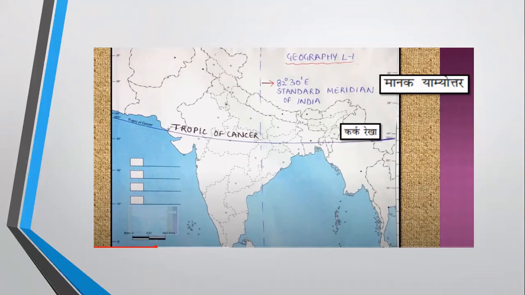The next is 82 degrees 30 minutes east. This is the standard meridian of India or the prime meridian of India. What is the significance of this? It's where the standard time of India is taken as. Okay, so you're going to draw this line also in the dotted form. You will do this also with a black ballpoint pen. Whatever markings you do will again be with a black ballpoint pen in capital writing only. Okay.